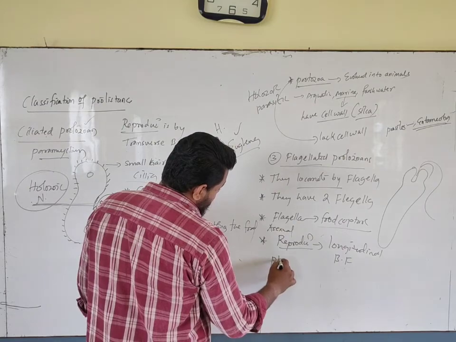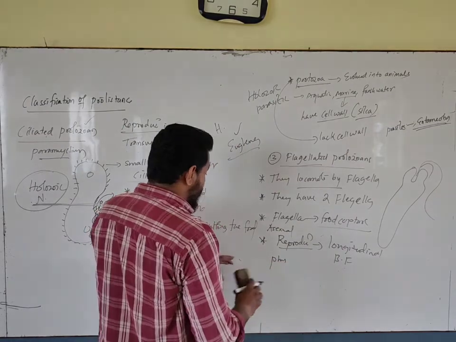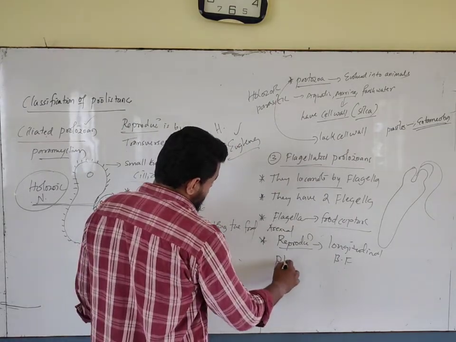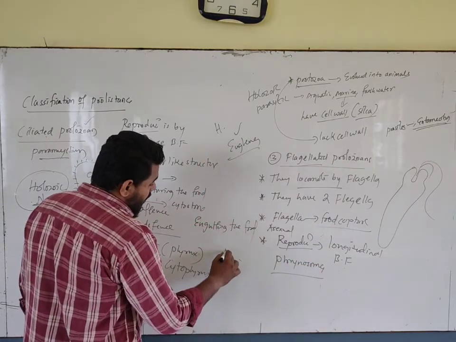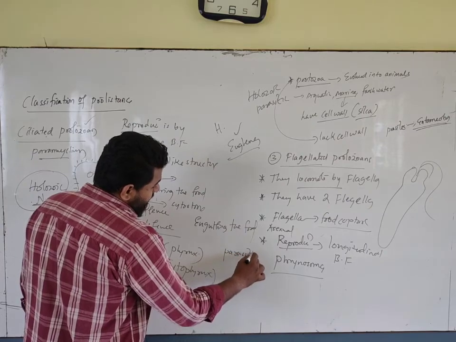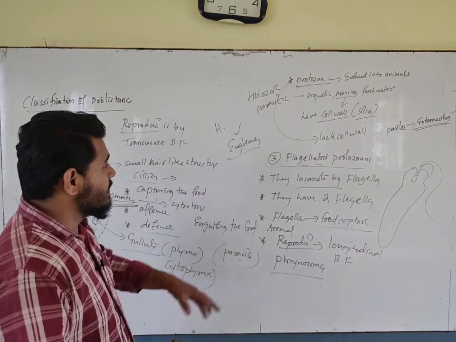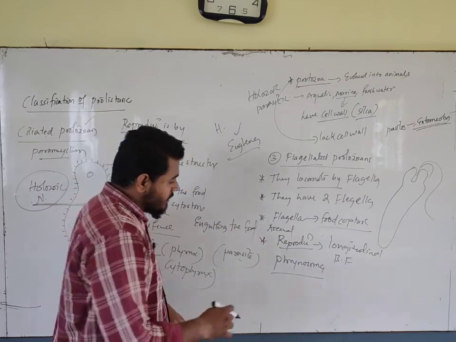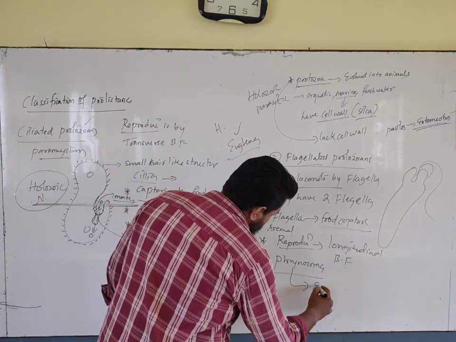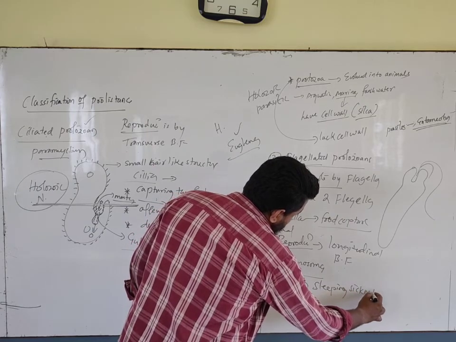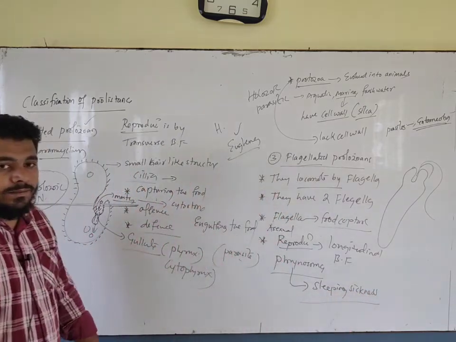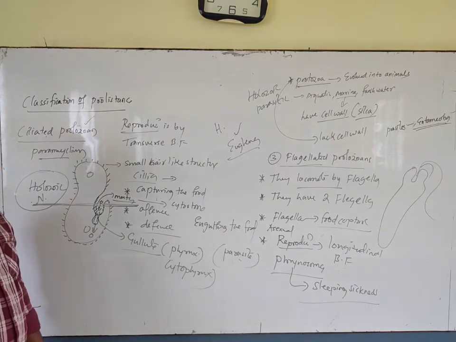There is one example, Trypanosoma, an example of a parasite in flagellated protozoans. This causes sleeping sickness. How it causes the disease, this is very important. This Trypanosoma causes sleeping sickness.